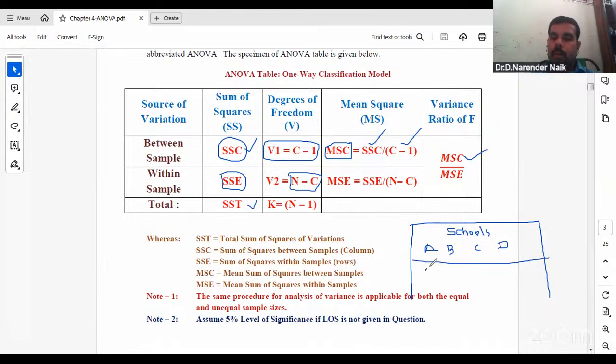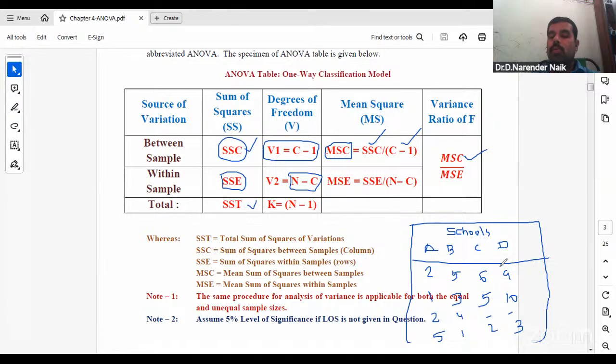So values will be there. 2, 5, 6, 9. 1, 2, 3, 4, 5, 10. 5, 1, 2, 3. So you observe carefully this table, the schools A, B, C, D table.